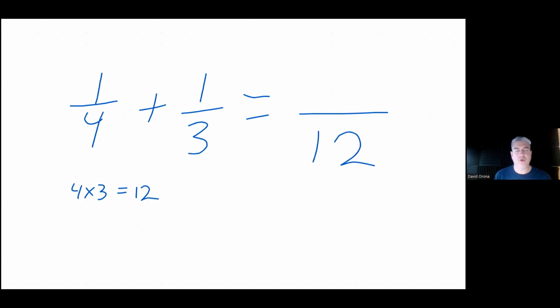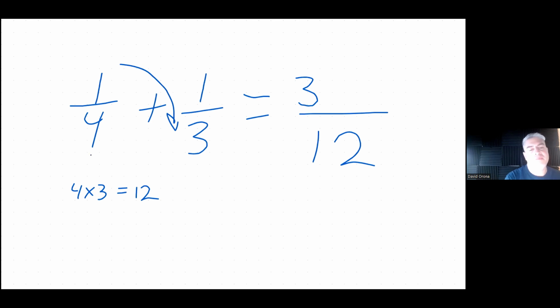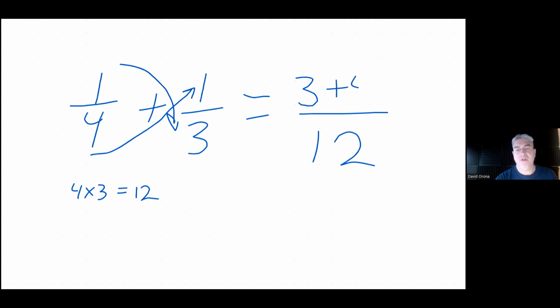So we're going to do something called cross multiplication. And this is where you take the numerator from one side and multiply it by the denominator on the other side. So we have 1 times 3. Okay. 1 times 3 is 3. And then we're going to take the denominator over here, the 4, and multiply it by the 1 up here. 4 times 1 is 4. What we do is we add these at the top here. So then our answer is going to be 7/12.